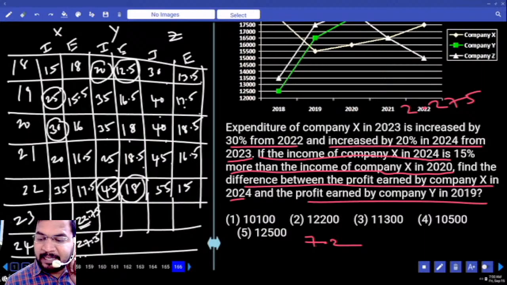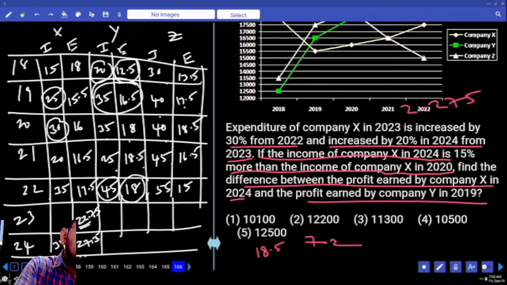Next, 2019 profit. Company Y's profit in 2019, this one only. 35 and 16.5. The difference is 18.5. Are you clear? This difference, income or expenditure, is 18.5.